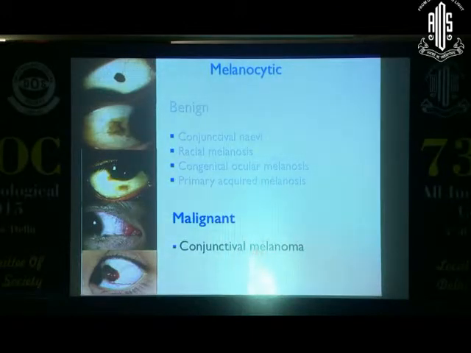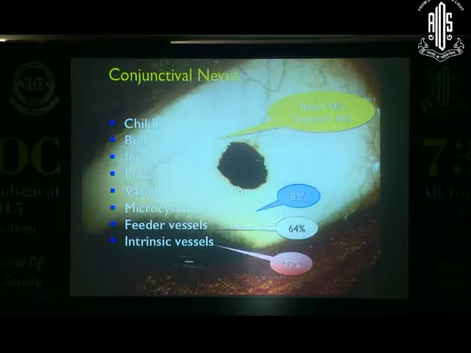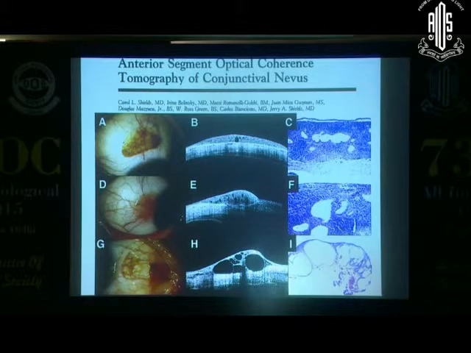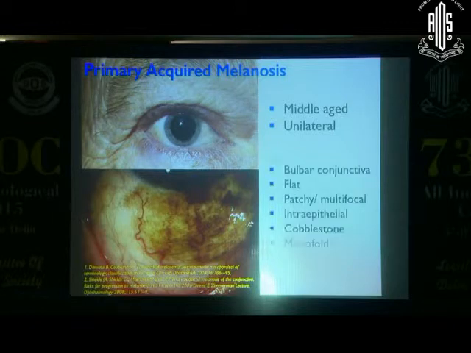Now, going on to melanocytic conjunctival melanoma, basically it's more common in Caucasians, usually unilateral, elevated. Conjunctival nevus is already covered. It is a precursor lesion, and you can always diagnose it by the presence of microcyst or macrocyst, differentiating it from conjunctival melanoma, already beautifully covered by Dr. Menon. And primary acquired melanosis is yet another malignant precursor.